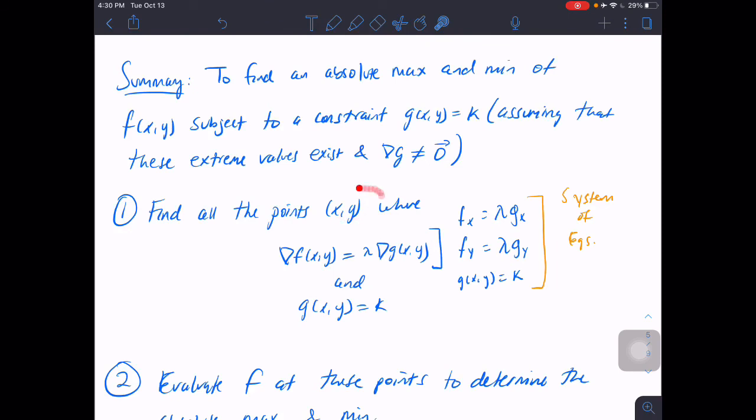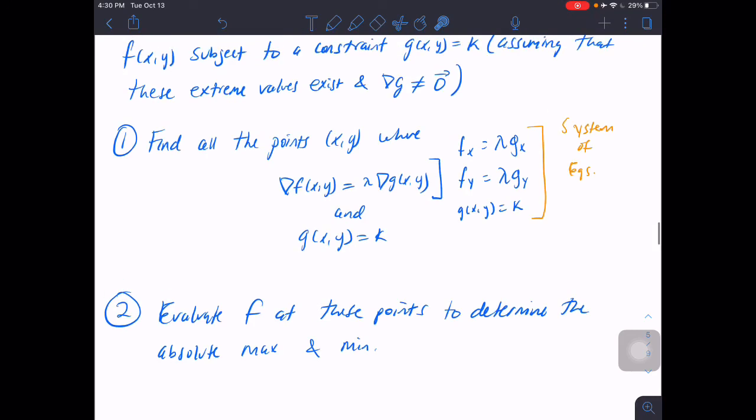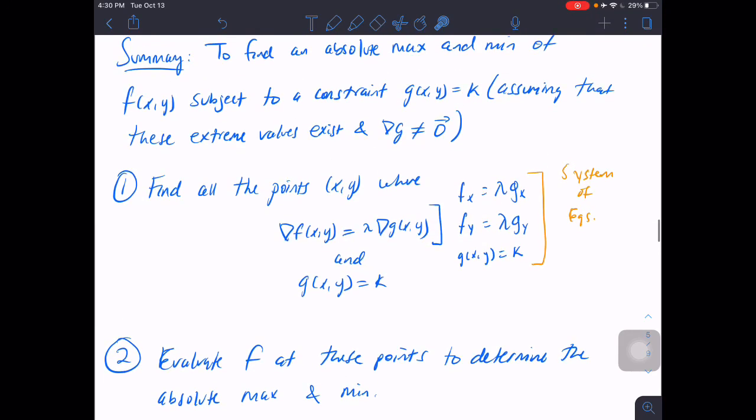And then whatever points you find, you're going to evaluate f at these points to determine which ones are giving you absolute maximum and which ones are giving you absolute minimum, because they have to do either or. Okay? So this is the process that we're going to take for this section to help us find the absolute maximum and absolute minimum. Check out the other videos to see how we do that.